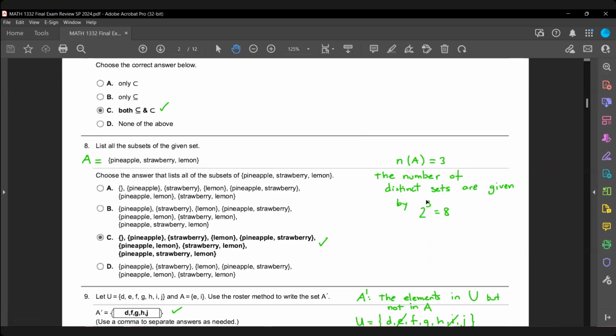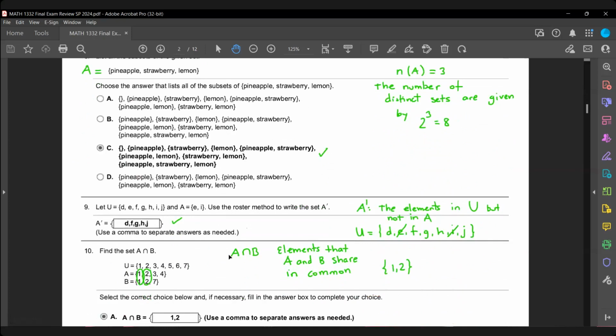There are 2 to the 3 power, which makes it equal to 8. What is 2 to the 3rd power? It is 2 times 2 times 2. This is the only option here. Option C is the only option that has 8 distinct elements. All the other ones have less than 8. So therefore, all the subsets will be 8, and they're listed in answer choice C.